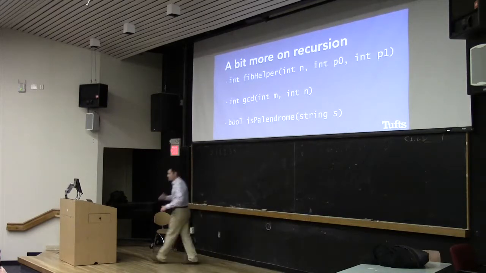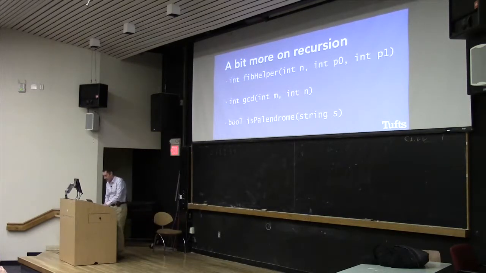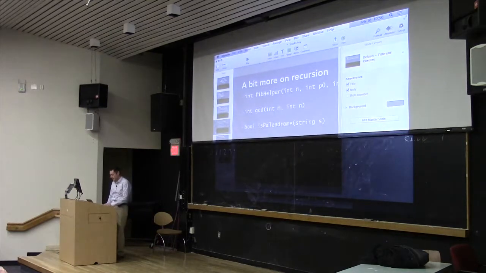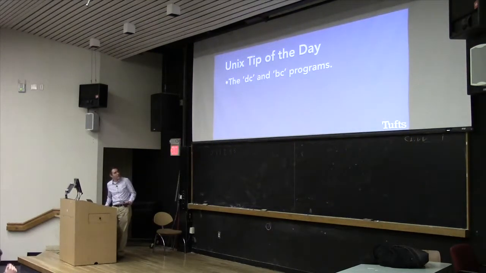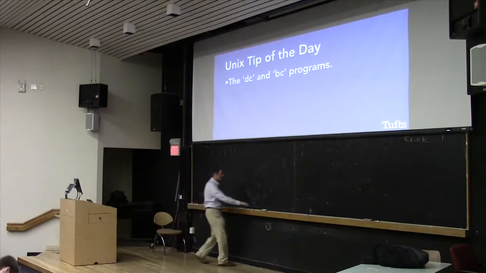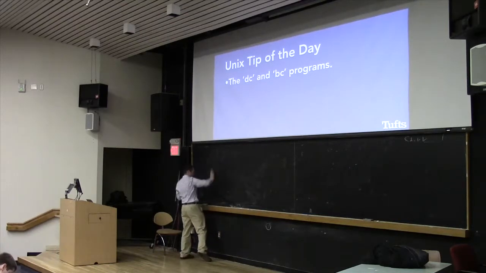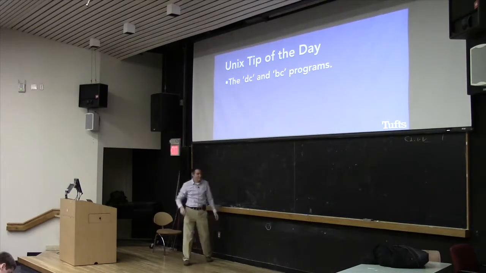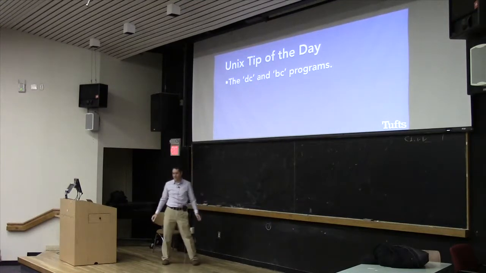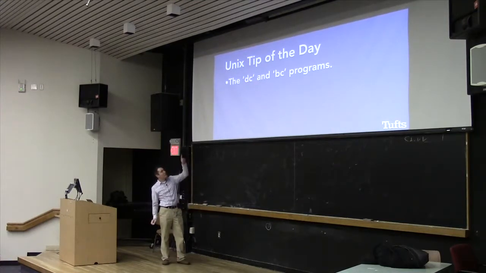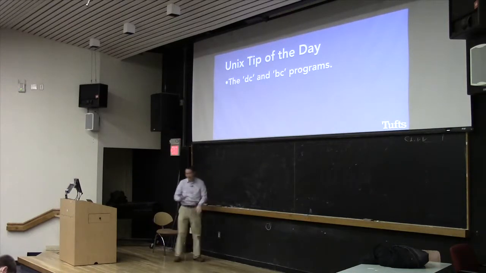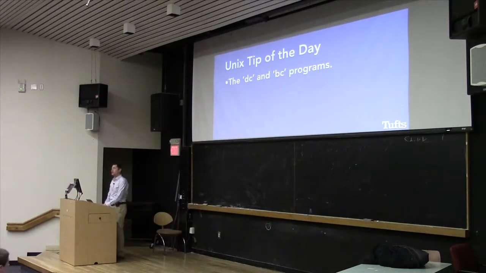All right, let's transition into something a little different. I want to do the Unix tip of the day. There are two programs which actually come with Unix or Linux. Although sometimes they don't anymore, on your Mac, or if you have a regular Linux distribution, there are two programs. One's called DC, and the other is called BC. Let me just show you.